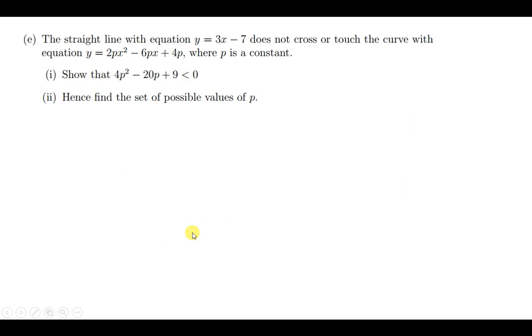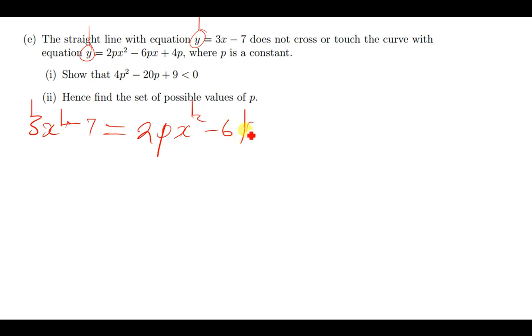So what that means is that while there is y in this equation, we put y there. So we're going to have 3x minus 7 is equal to 2px squared minus 6px plus 4p. We simplify this equation.